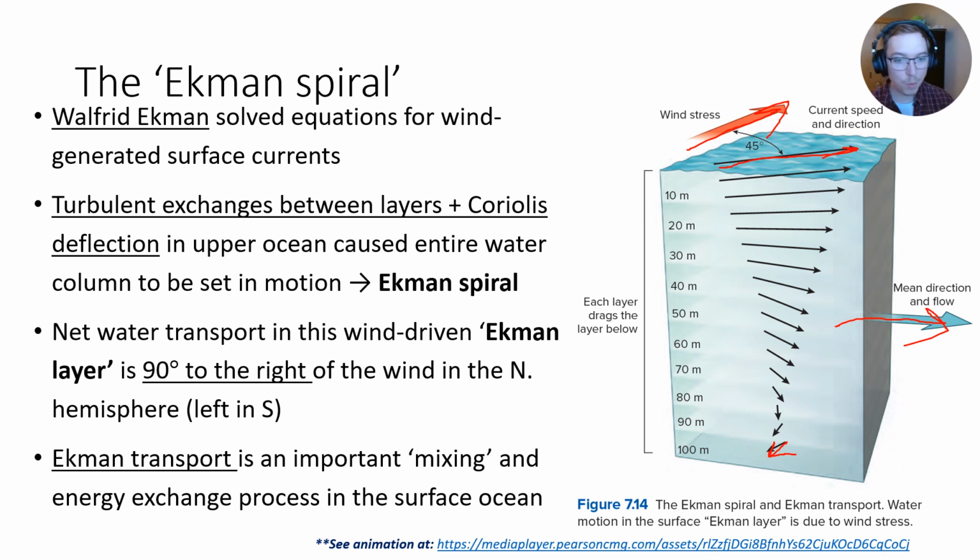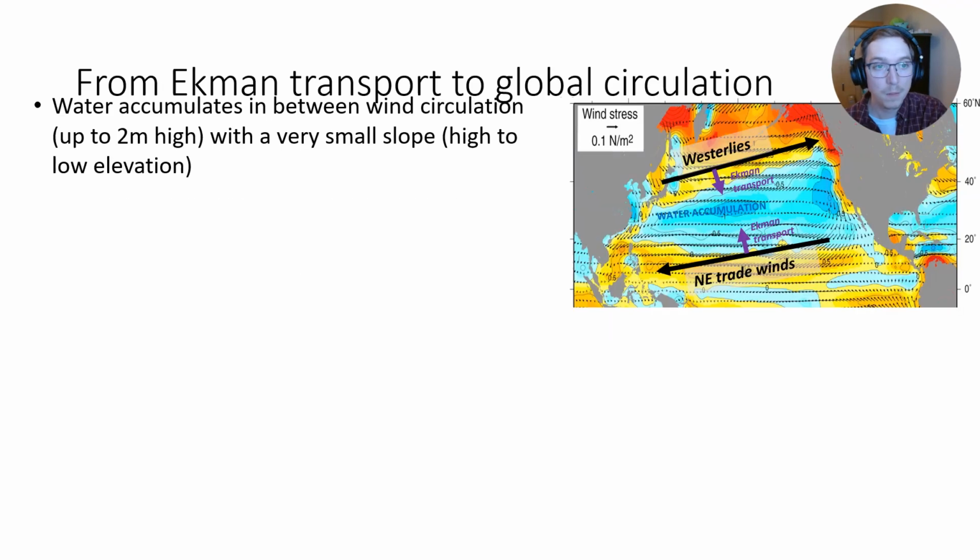So Ekman transport is an important mixing and energy exchange process in the surface ocean. This is really important to think about because it's transferring energy deeper into the water column, or dissipating energy deeper into the water column. And it's also moving material that's in that spiral up and down with the column as well.